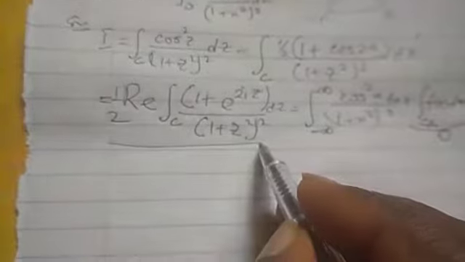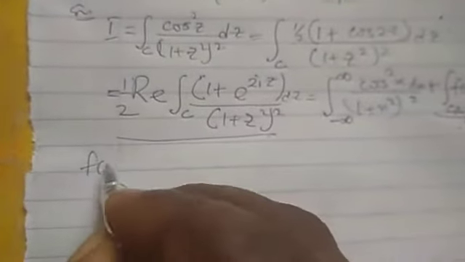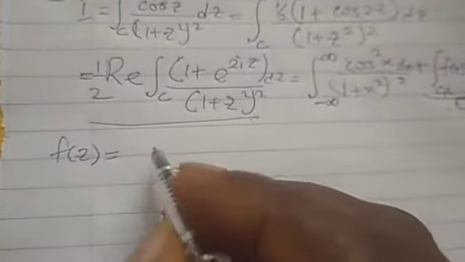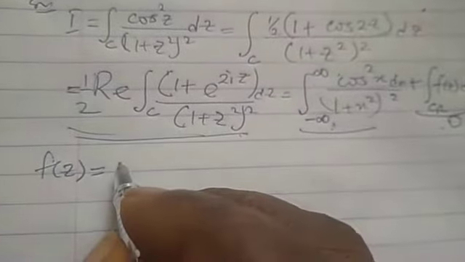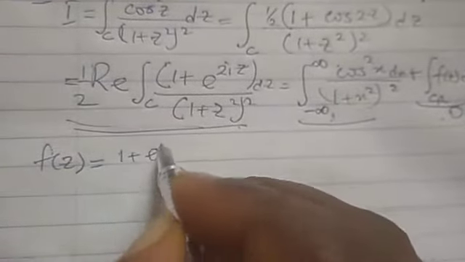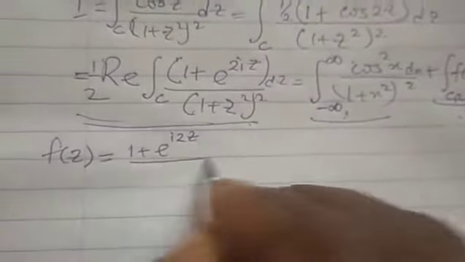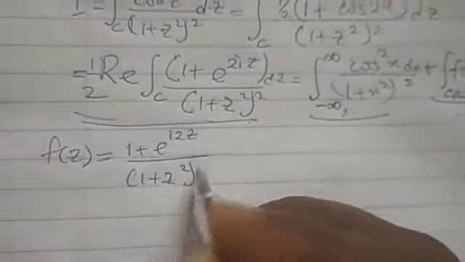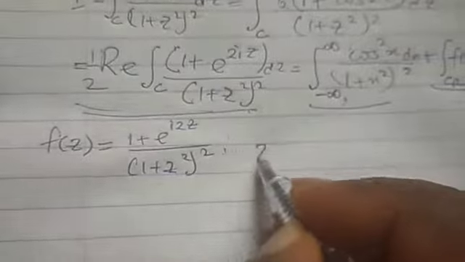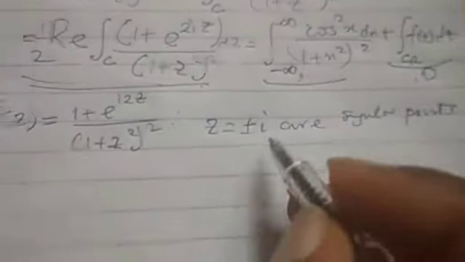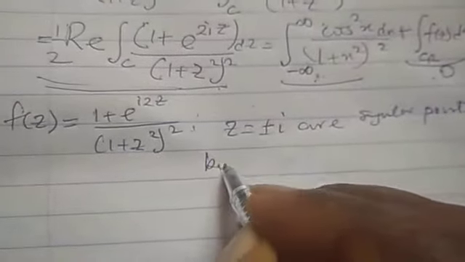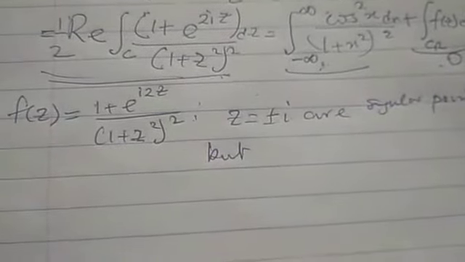Now let's consider this one. This is what we are considering. f of z. Anything we get here will be equal to this thing here. f of z is 1 plus exponential 2iz over 1 plus z squared. So in this case, z is equal to plus or minus i at the singular, but only z is equal to i lies in the upper half plane, as you can see it.